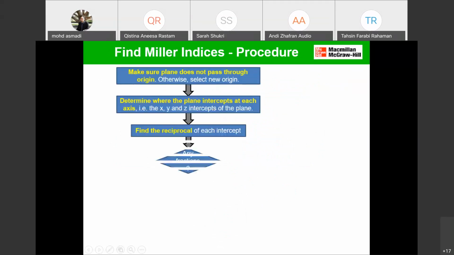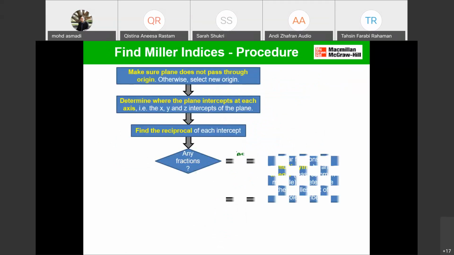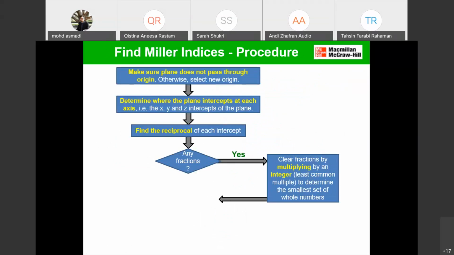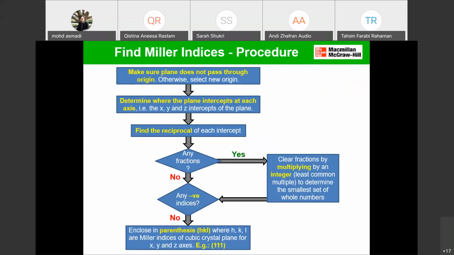If there is any fraction, you have to multiply by an integer, similarly to direction indices, to get the smallest set of whole numbers. If there is a negative, you put a bar on top of the number. Enclose them in parentheses (hkl), where hkl are the Miller indices. This is quite different from the direction indices when you present them.